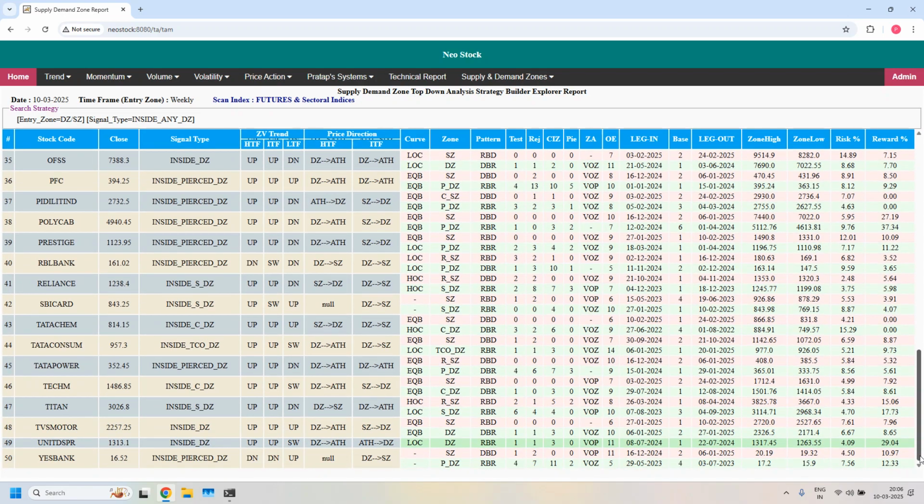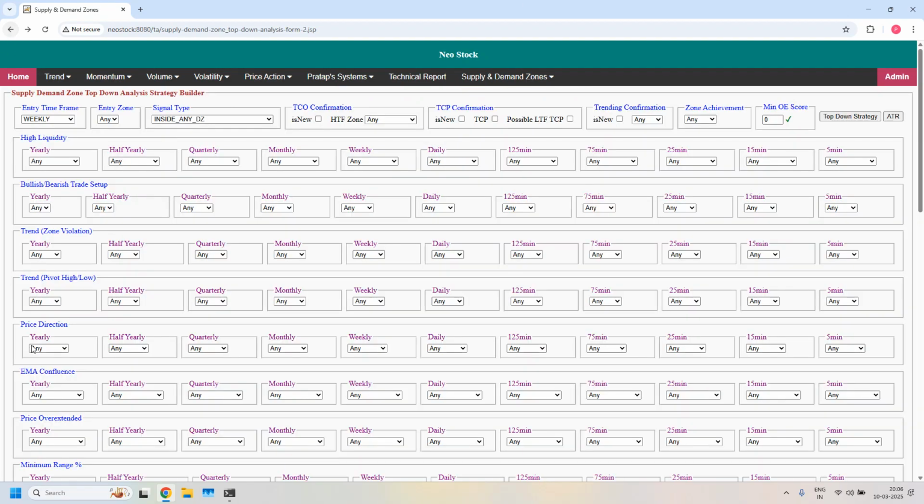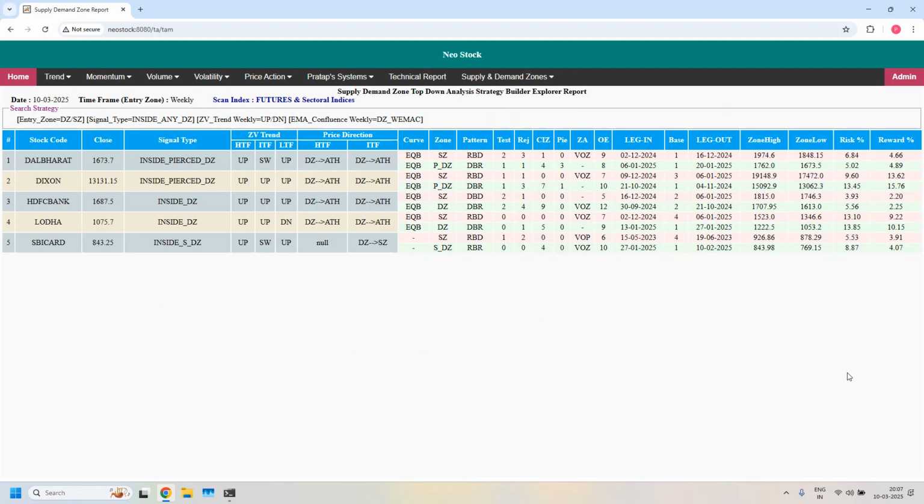So total 50 stocks. Let me add EMA Confluence. The weekly demand zone with weekly EMA Confluence and trend on the weekly up or down, with these filters we got 5 stocks. These 5 weekly demand zones are having weekly EMA Confluence.